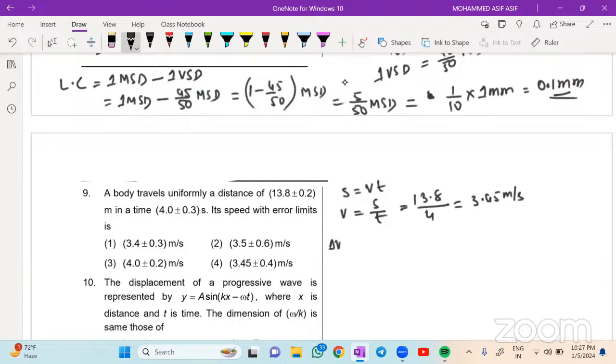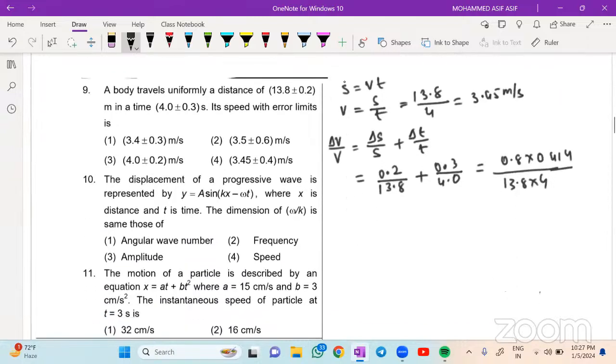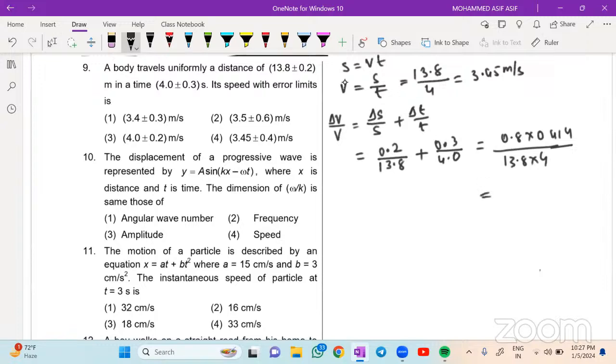Then the error in this one: delta V divided by V is equal to delta S divided by S plus delta T divided by T. Delta S is given as 0.2, divided by S which is 13.8, plus delta T which is 0.3 divided by 4.0. So that will be equal to, if I take the LCM of this one, 13.8 into 4, 0.8 plus 0.414. So if I simplify this relation, this will be 0.8 plus 0.414 divided by 13.